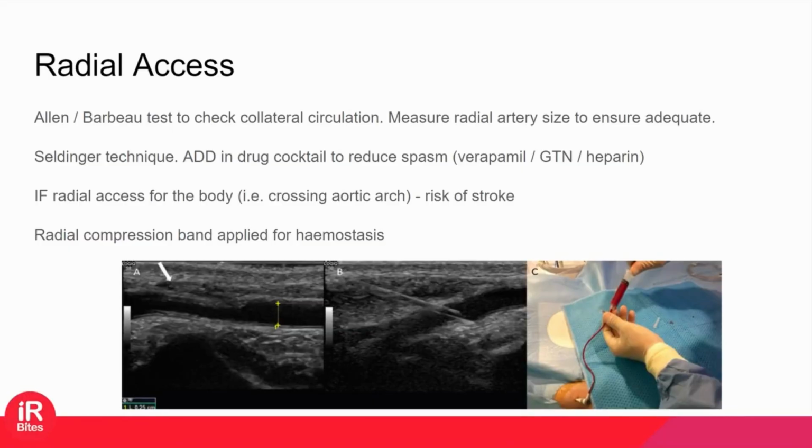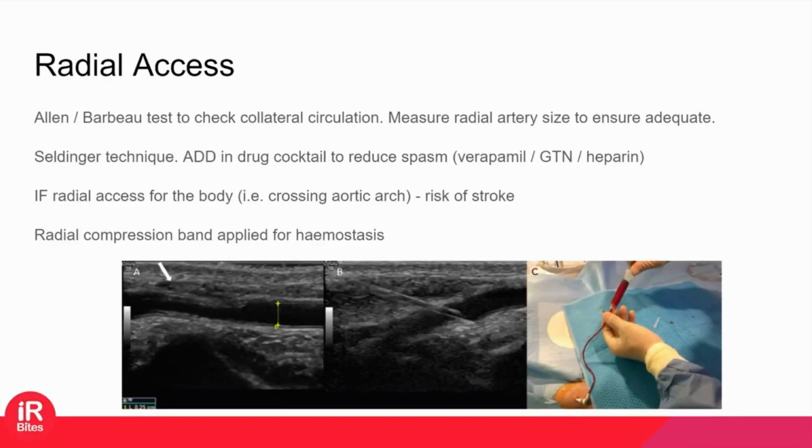Because everything is risk benefit. So that's why you're doing it here. And under ultrasound, you also measure how big the radial artery is, because you need to make sure that the instruments you put in don't completely occlude the vessel. So you still need flow around it. And different equipment has different size requirements. Again, I'm not going to talk about all of that, but that's kind of the principle.